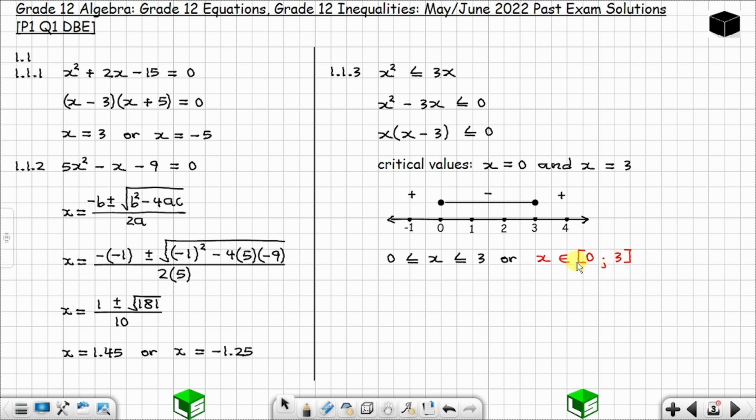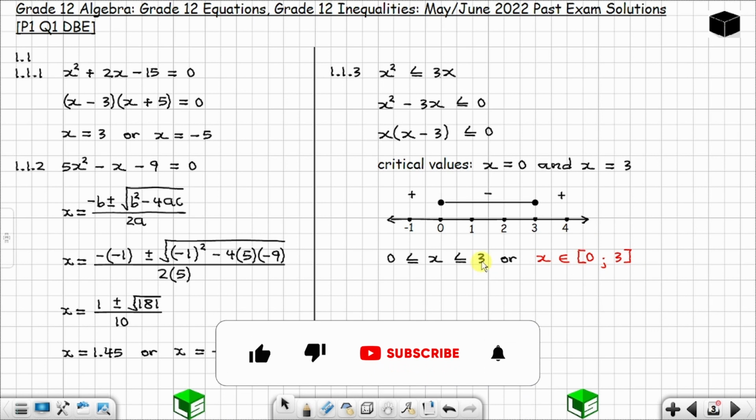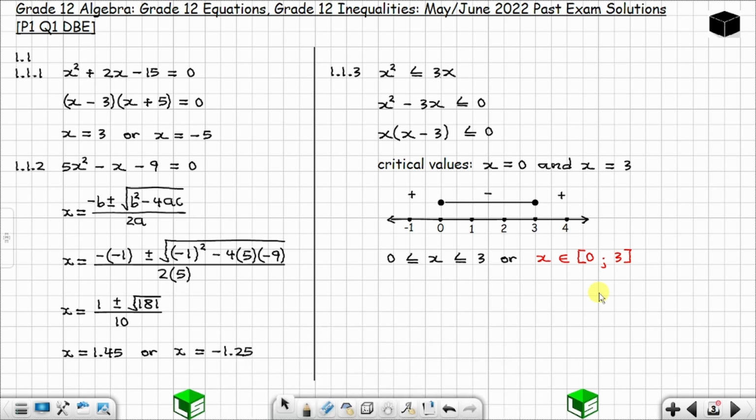Make sure you have square brackets to show that 0 and 3 are included. If you put a round bracket there, it means that 0 and 3 are not included. But if you have a square bracket, it means that 0 and 3 are also included in the solution because you have equal there. Okay, so your answer can be given like this or like this. Just choose one. Give only one. You can give this one or this one. Okay, and we are done with question 1.1.3. Let's move on to the next question.